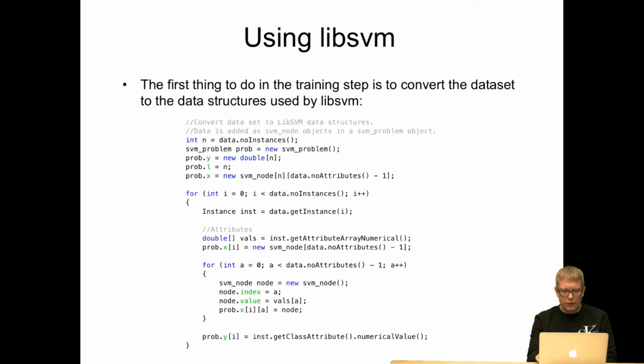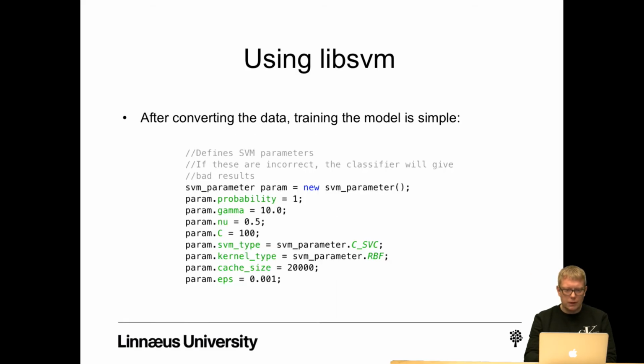So when we've converted the data, training the model is rather simple. So we create a new SVM parameter, and it turns out that SVM parameters are quite sensitive. If we give wrong parameters, we will get a very bad result from a classifier. But these are some parameters that work fairly well for our example. And we can see that we have an RBF, radial-basis function, as a kernel type.